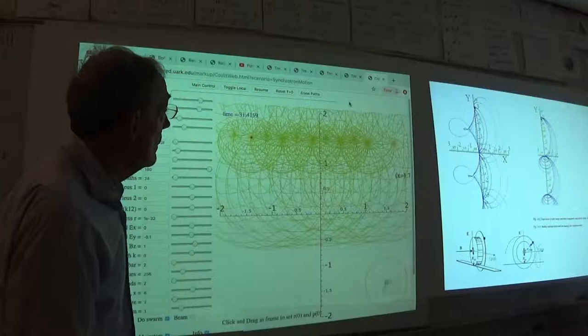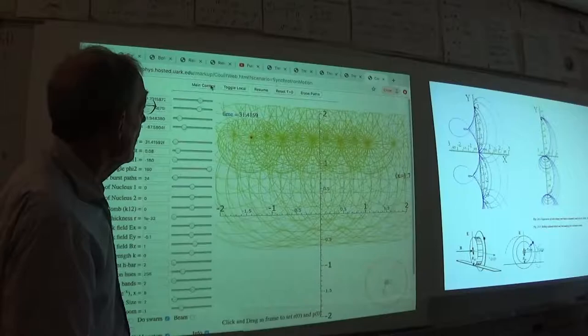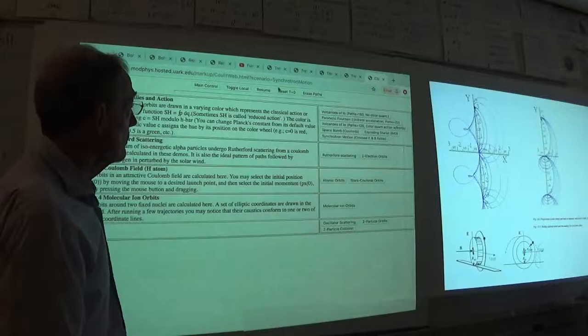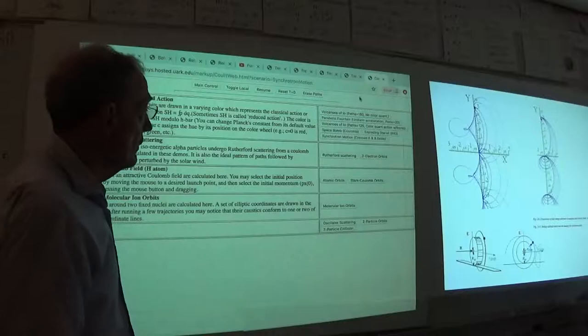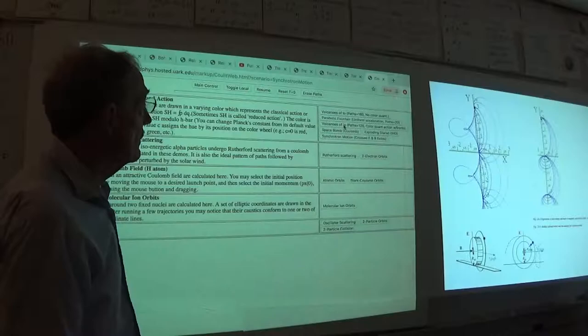Okay, let me... These are other things that we do with this particular program that you can play with. And we'll be covering a lot of this stuff as we go through the other units. But we even have the volcanoes of Io, and you remember all of that stuff is here.